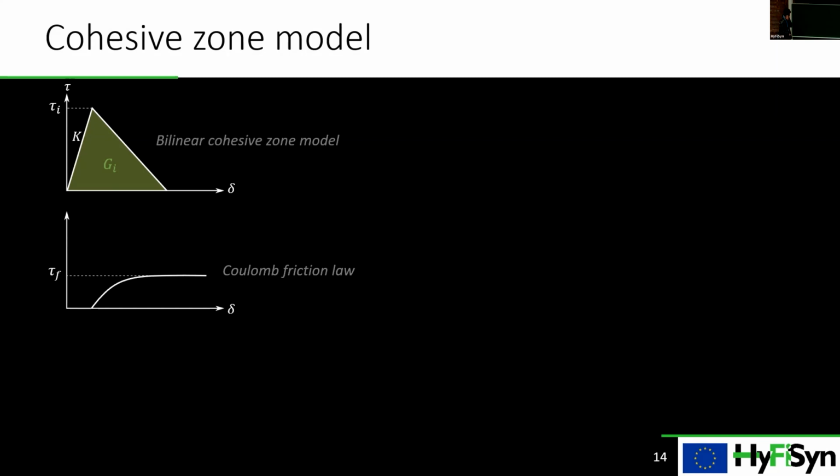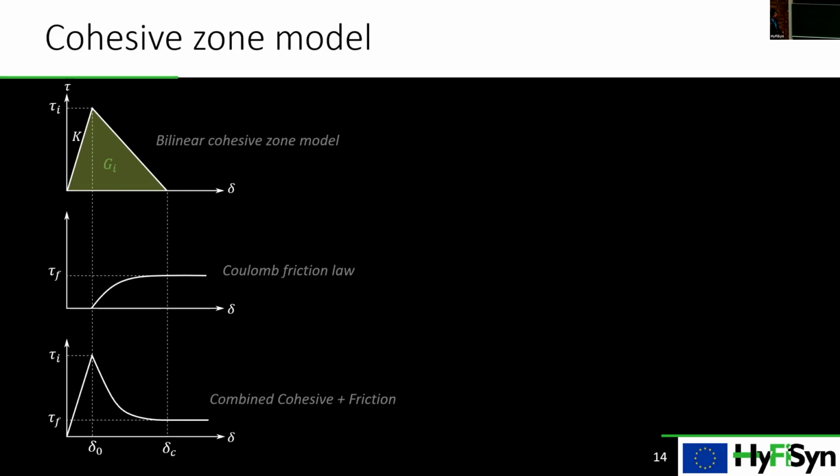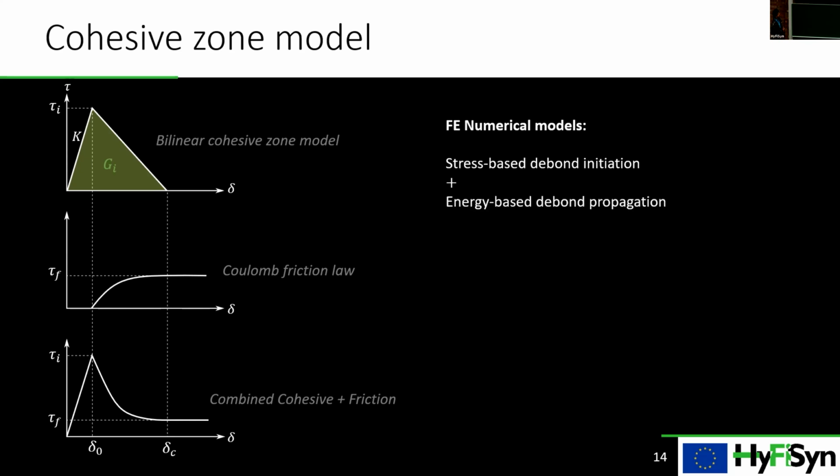But if you remember, in the partial debonding model, there is also a frictional region. So in order to take care of that, you also need to define a friction law. Simply, you can use the Coulomb friction law. And if you combine this, you can come up with an interface model that you can implement in your finite element model. So in this case, you will end up having a stress-based initiation, but your debond propagation will be energy-based, and you will also take care of the frictional behavior.